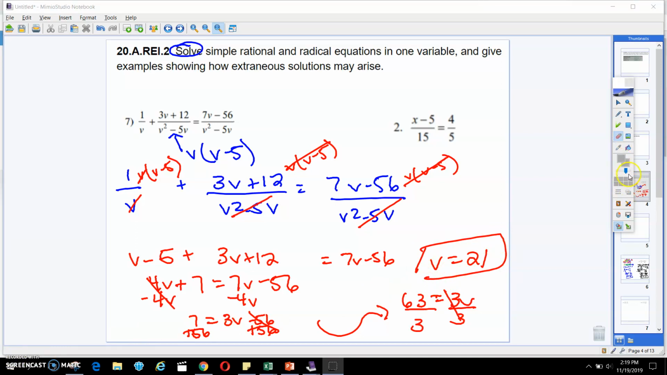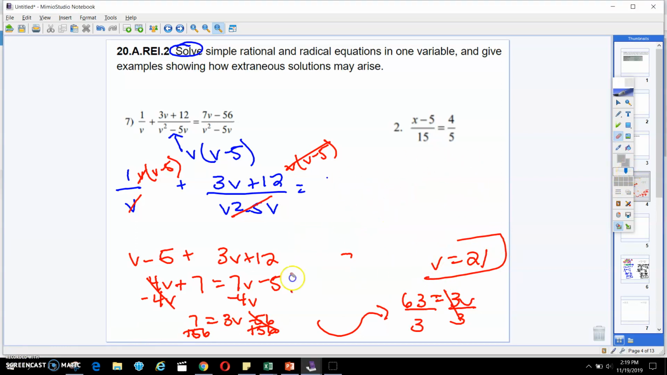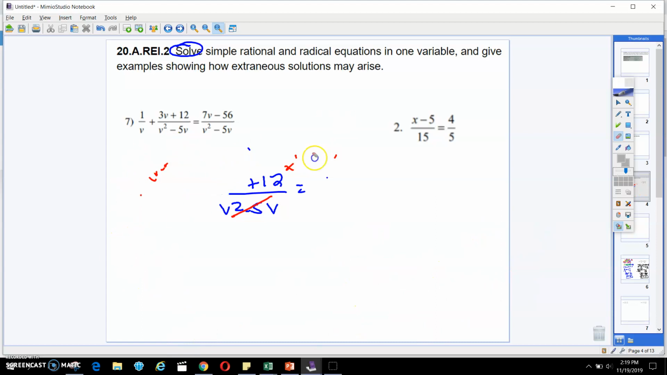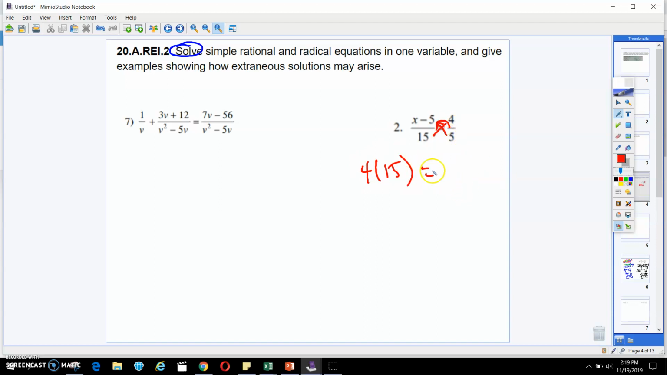All right, so on number 2, on number 2, what you're going to do is cross multiply. And again, you're trying to solve for v. So if you cross multiply, you're going to get 4 times 15 and 5 times x minus 5. So when I multiply that out, I'm going to get 60 equals 5x minus 25.